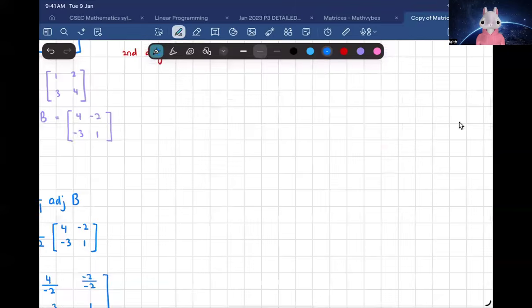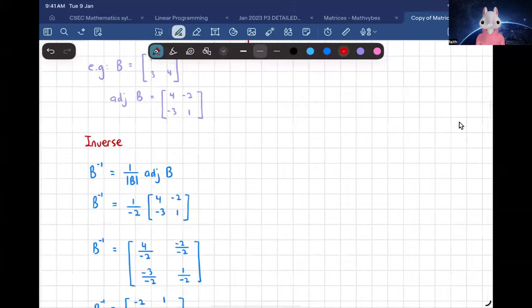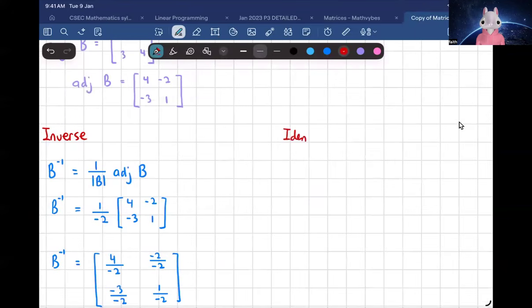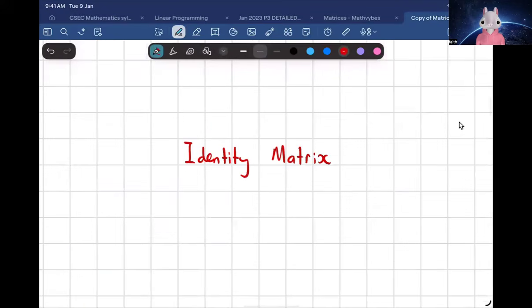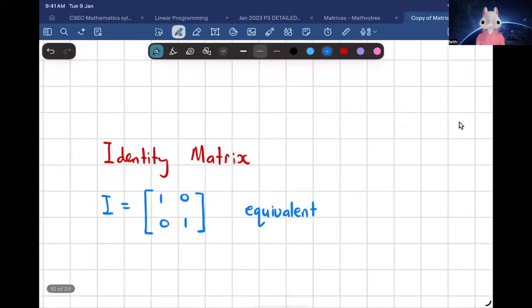Awesome. Let's move on. We need to look at what the identity matrix is. Does anybody know what the identity matrix is? Yes or no? 1001. All right, so we call it I. I is equal to 1001, and it is equivalent to 1. I'm going to explain what I mean.